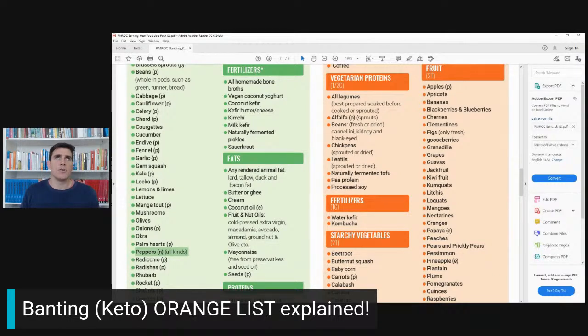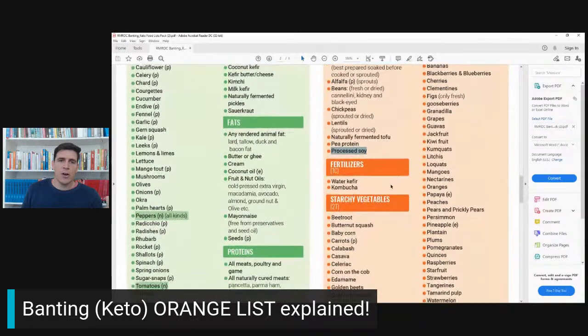And so, pea protein was this compromise on all of our principles to keep it inclusive and say, look, if you are vegan or vegetarian, you are going to need more protein. And so we put pea protein on the orange list. And then processed soy is on the orange list as well for the exact same reason.